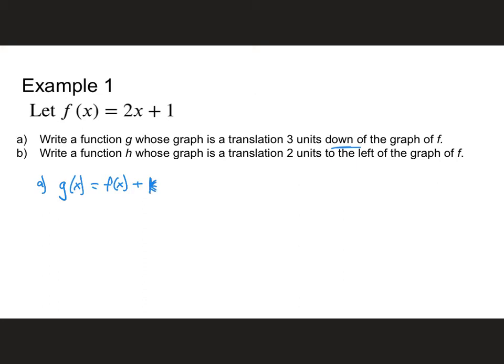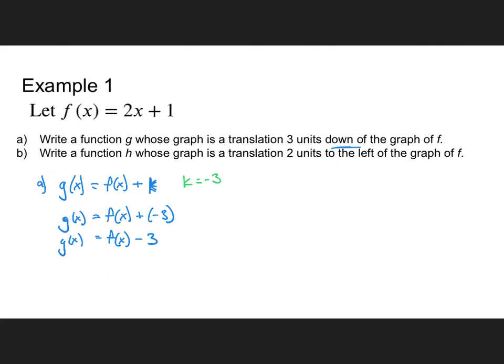And since we're moving down, we know in this particular problem that k has to equal -3. So I'm going to rewrite my equation and know that g of x is equal to f of x plus -3. Now, we would never write it that way. We'd write it as f of x minus 3.